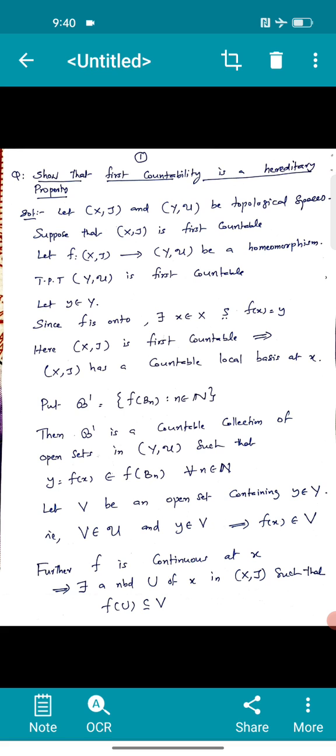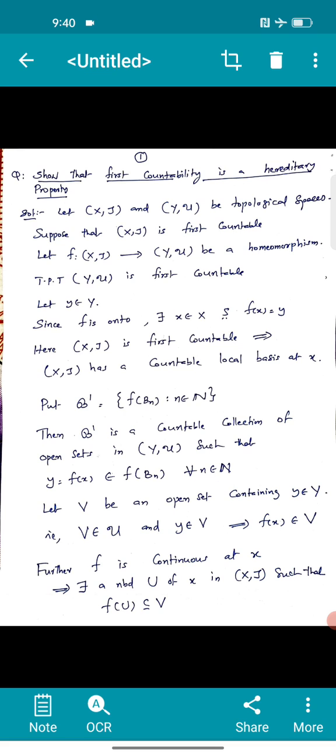For that, we have to show first that first countability is a topological property. Then you have to show that it is a hereditary property. For that, let X and Y be topological spaces, and suppose that X is first countable. Let f from X to Y be a homeomorphism. You have to prove that Y is first countable.